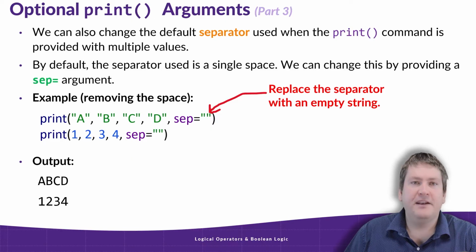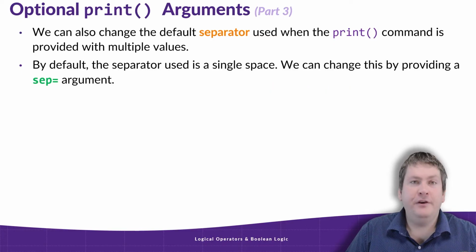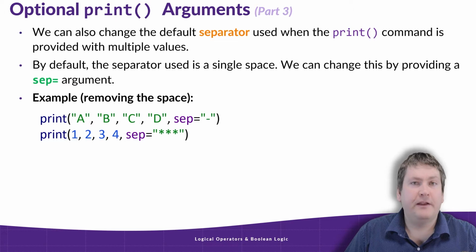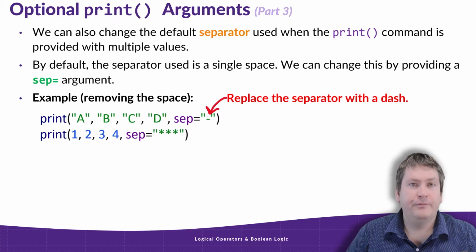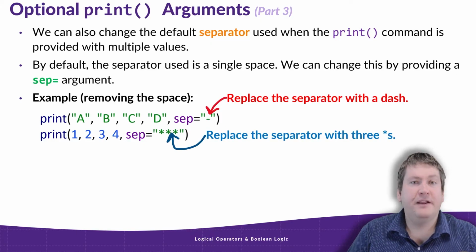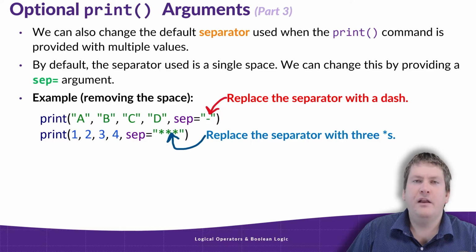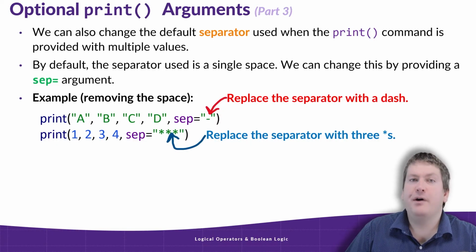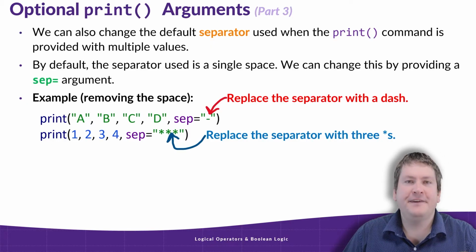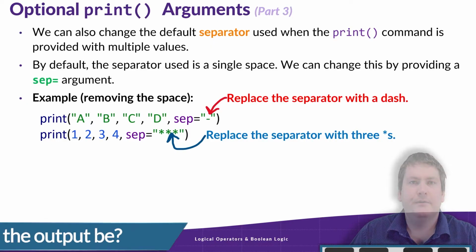We didn't mess with end at all, so we get the default line break. And on the next line, we have 1, 2, 3, 4 with no spaces in between. But just like with end, we are not limited to just removing the separator. We can replace it with other things. So in this first line, we're replacing it with a single dash. And in the second line, we're replacing it with 3 asterisks. So when we actually print this out, what do you think is going to happen? Again, pause the video. Once you think you have an answer, unpause it and check your work.